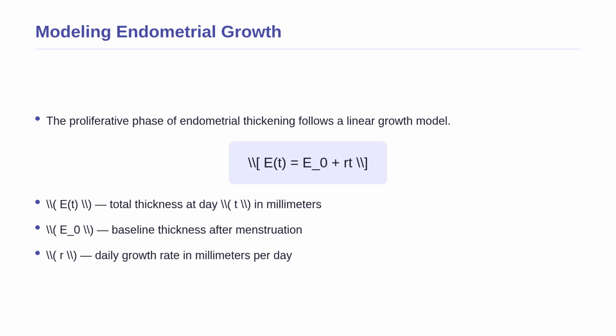Let us define these terms. E(t) is the total thickness of the endometrium on a given day, t. E0 represents the baseline anatomical thickness, immediately after menstruation is finished. The variable R is the daily growth rate of the tissue, measured in millimeters per day. As time increases, the thickness increases linearly. By tracking this, doctors can easily identify abnormalities and ensure the uterus is preparing properly for pregnancy.